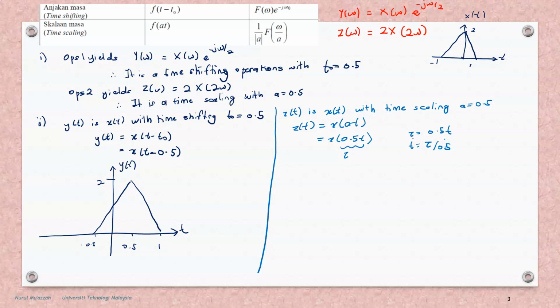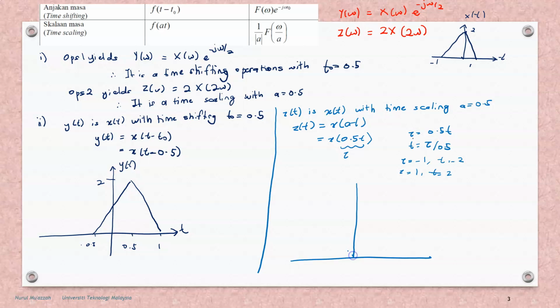Now, when you want to find t, when tau, we will refer to the original signal here. So when tau equals -1, t equals -1 divided by 0.5, which is -2. Tau equals 1, t equals 2. So the new time starts from -2 to 2.